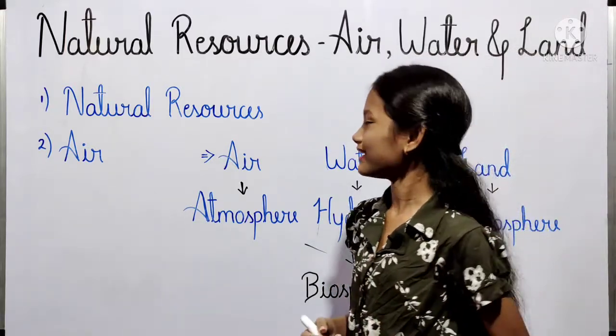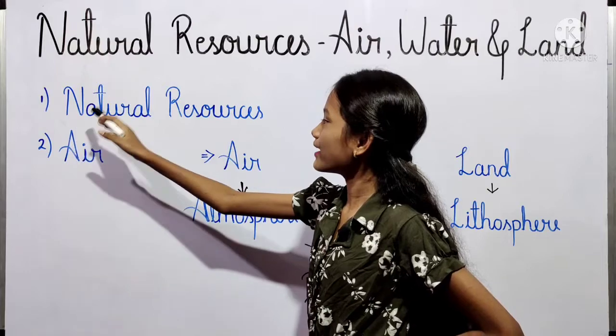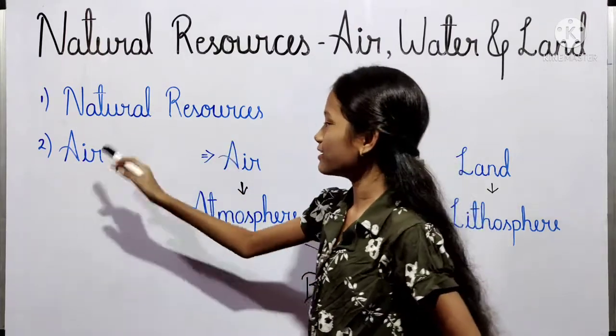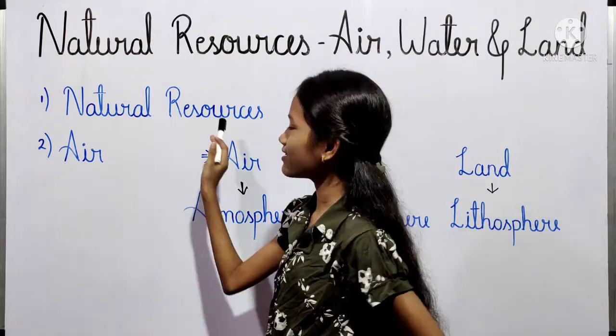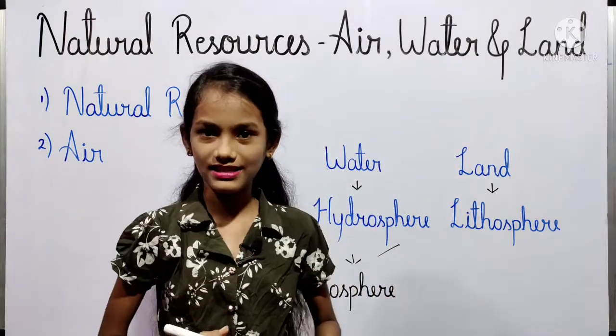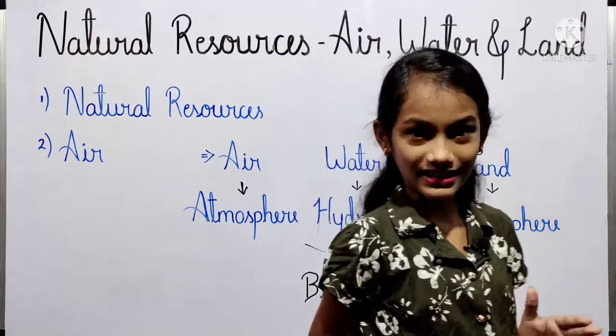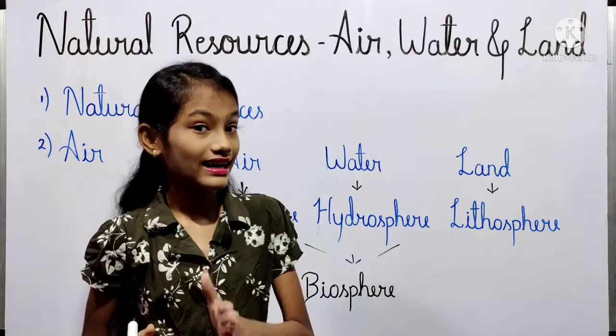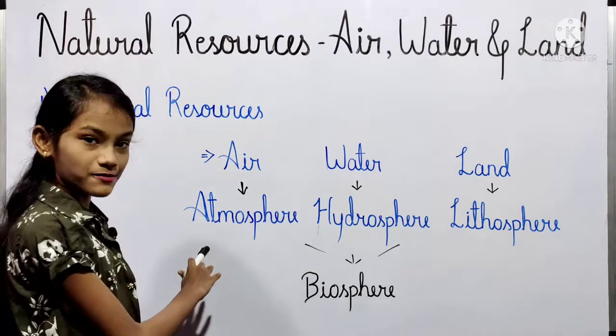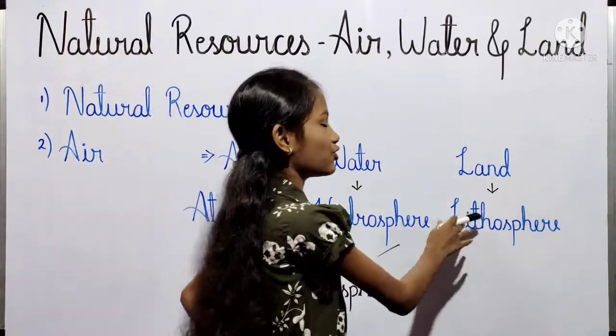So the first part includes 2 points. The first point is natural resources and the second point is air. So now we will see our first point, that is natural resources, yani Prakrutik Sansadhan. All the things on the earth are associated with air, water and land, and air, water and land are called the earth's atmosphere, hydrosphere and lithosphere.